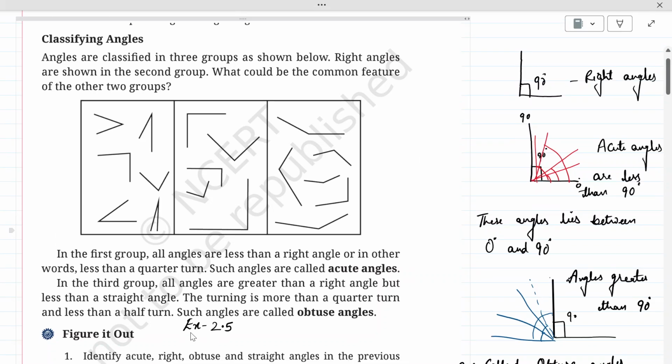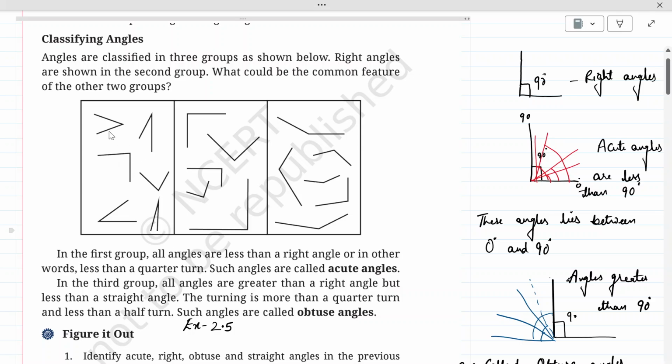Now exercise 2.5 is: identify acute, right, obtuse and straight angles in the previous figures. So we have given three boxes here with figures. This is box A, B and C. And now what we have to do is identify what are acute angles, what are obtuse angles, and where are the straight angles.